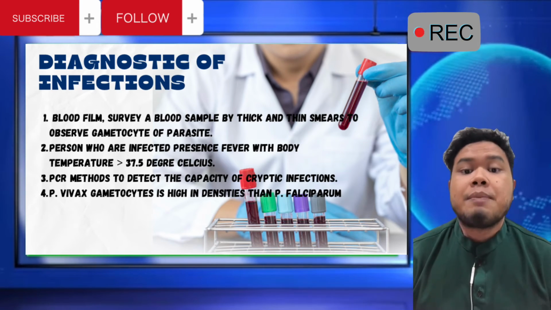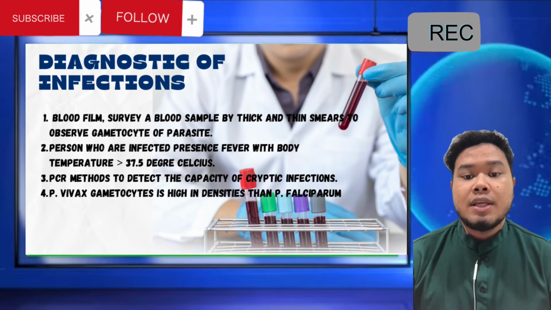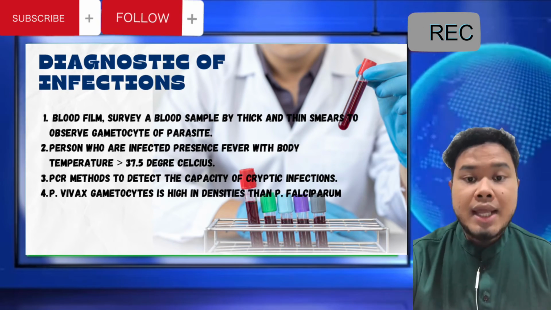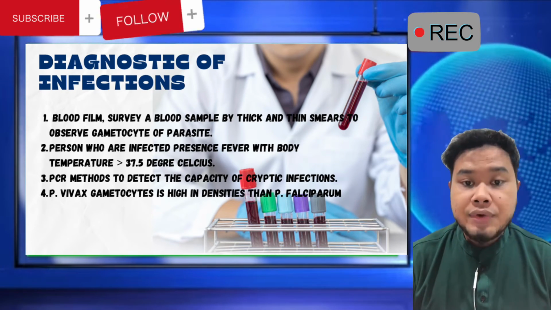Diagnosis of infections. How to diagnose a malaria parasite in the human body? First, diagnosis by using a blood film. We can use a blood film by doing a thick and thin smear to calculate and observe the gametocytes of the malaria parasite in human blood.